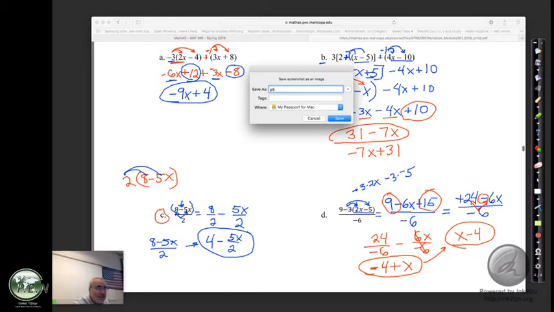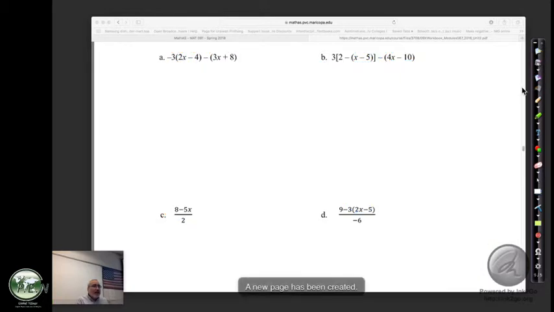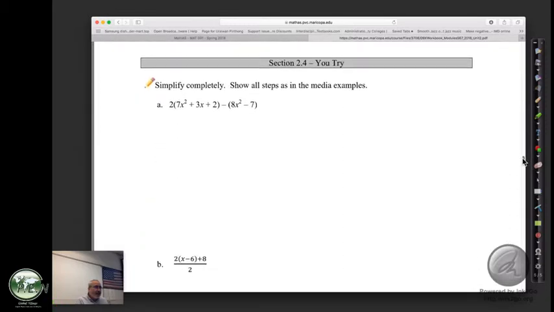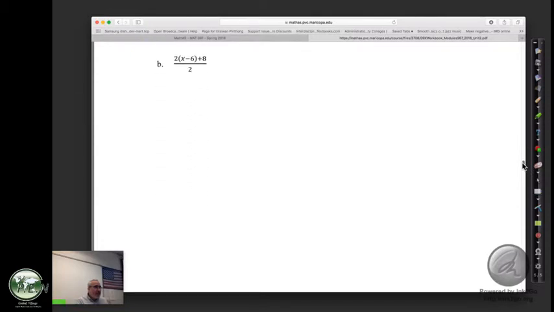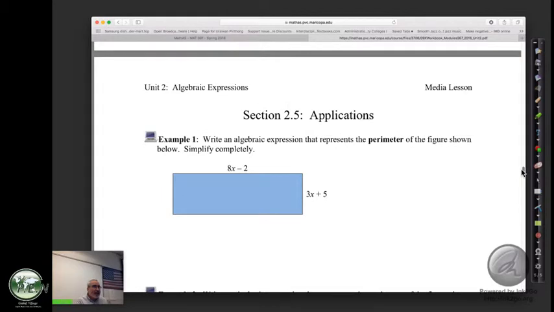We're on to 5. Okay. Let's go through a little bit more, I think. And then again, we get to some more. You try basically the same thing with just different examples. And then we get some applications.